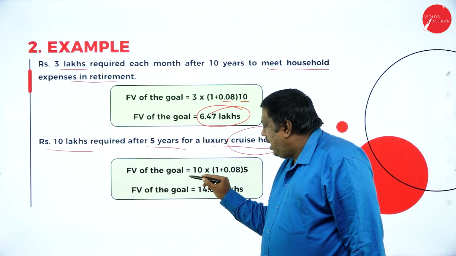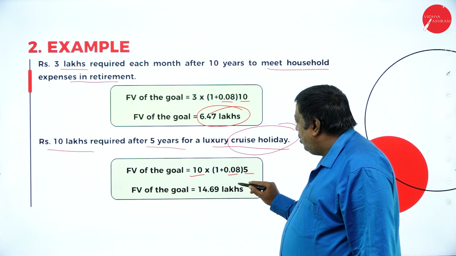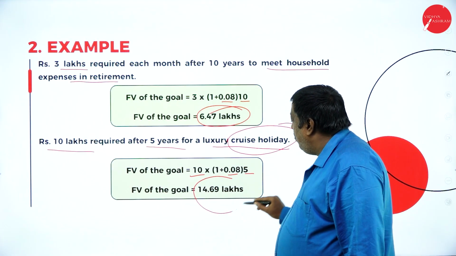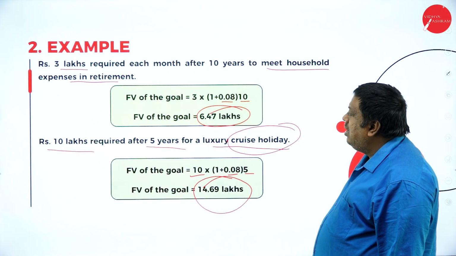So the amount I require is 10 lakhs. I've taken the 8% for 5 years. So now it is 10 lakhs. After 5 years, it will be 14.69 lakhs. So like this, we have estimated the values.